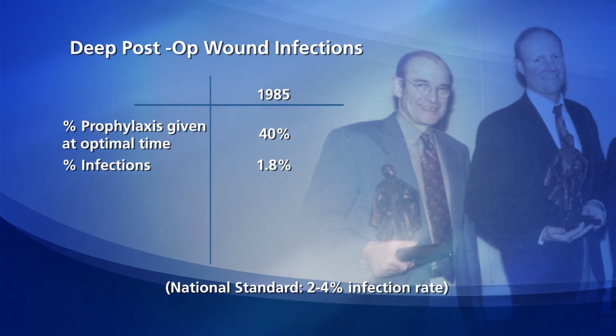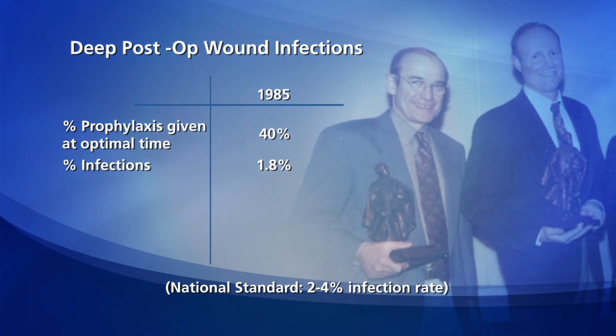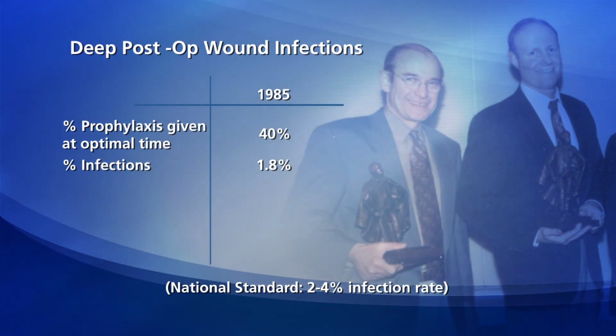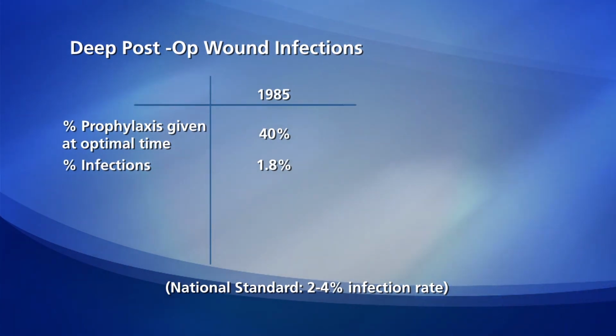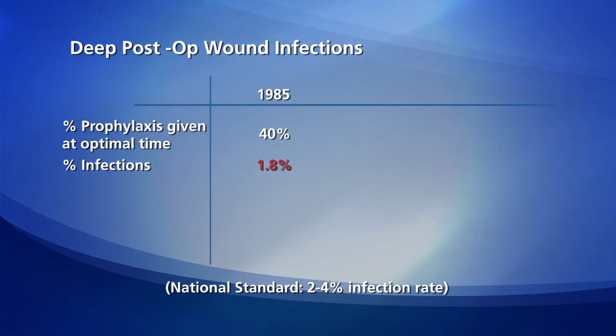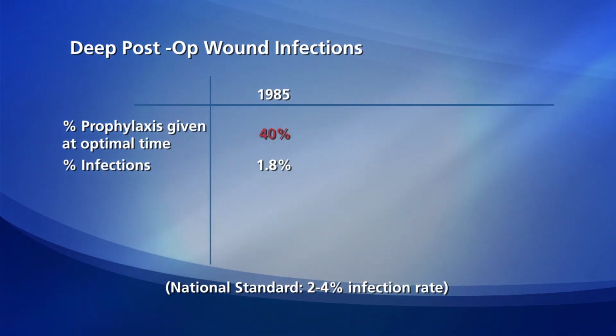Most people would say we're good enough and go on to some other topic. Happily, Dr. Burke and his team did not do that. Instead of looking at the 1.8% infection rate relative to a 2% best national standard, they looked at that on-time prophylaxis rate and said, wait a minute, 40%? Does that represent good performance?